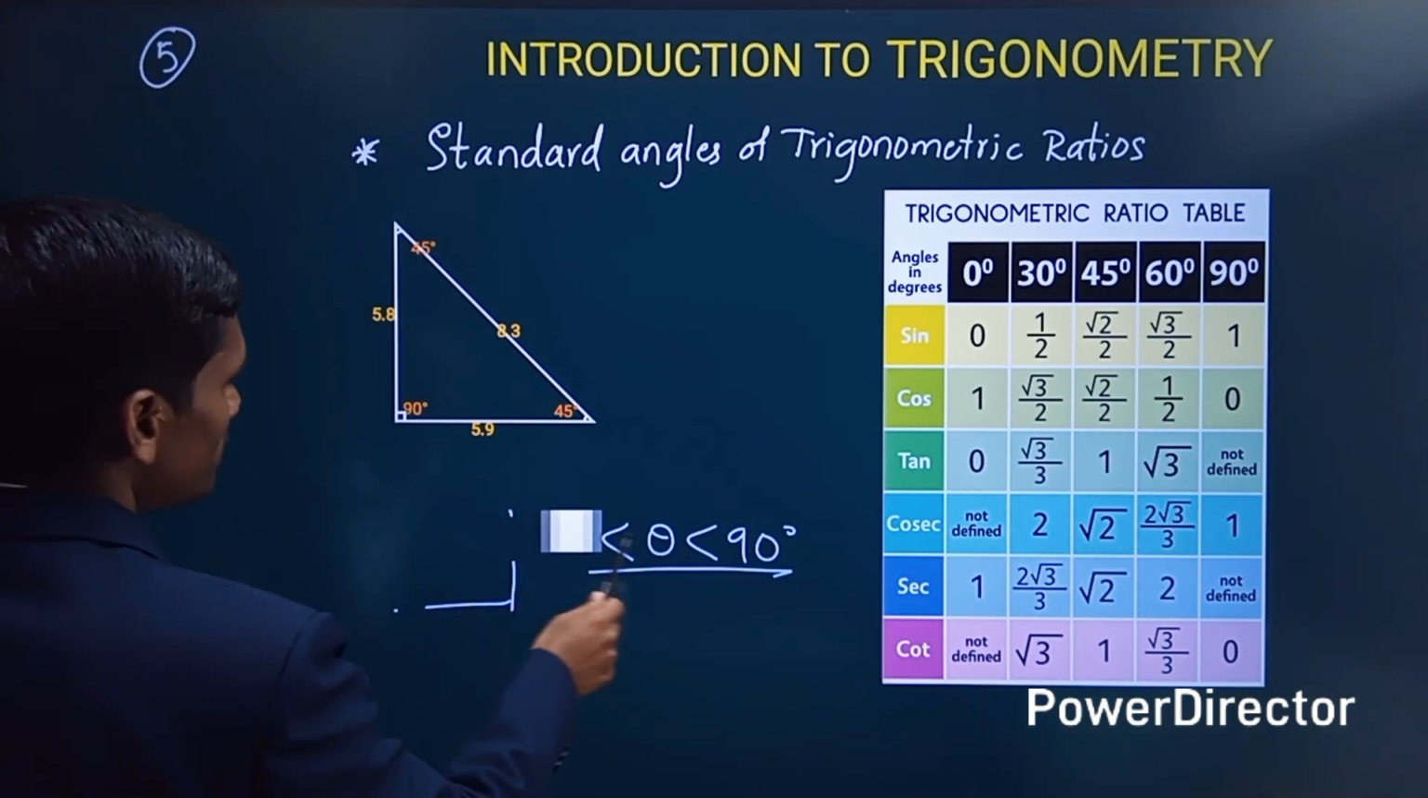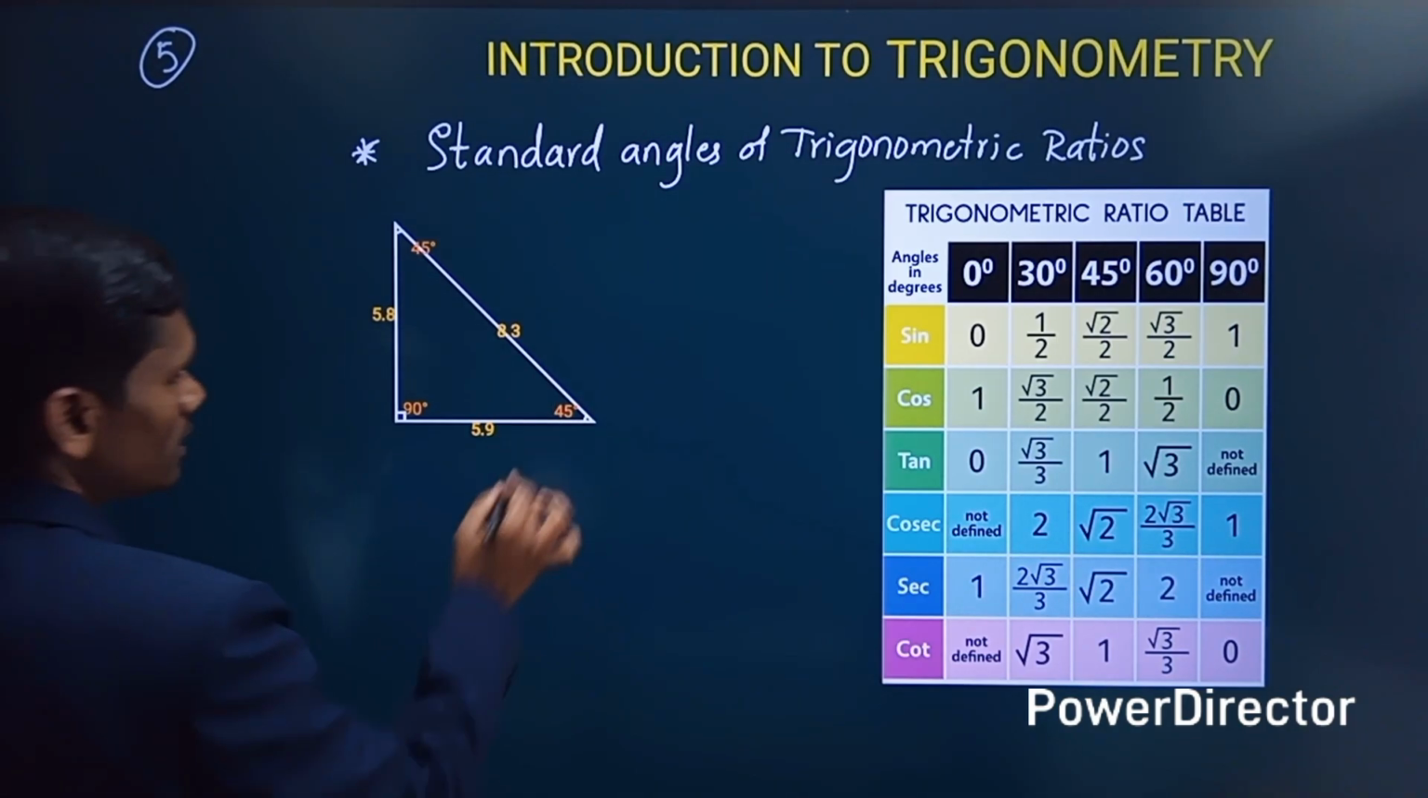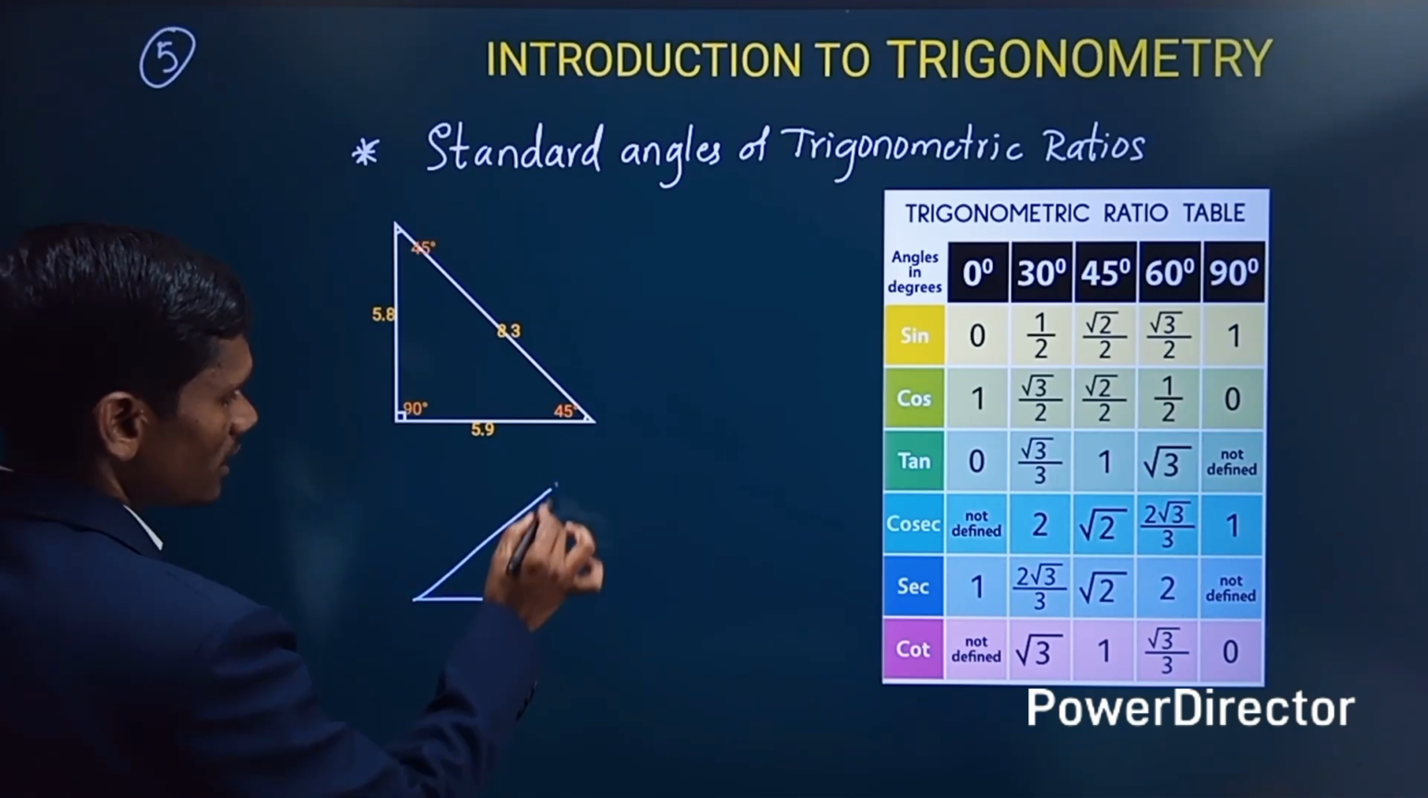First, if you take 0, what happens? Let us try to understand this. Here, say for example, this is the right angle triangle.